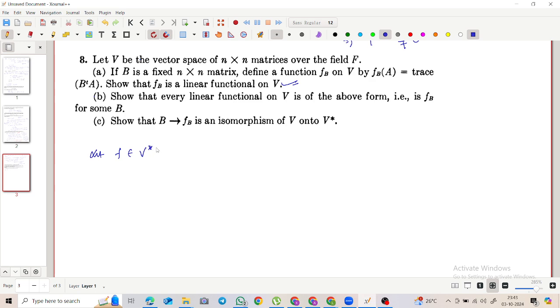If f is any linear functional, we have to write f as a trace of some matrix. Okay, well, this is just outstanding.